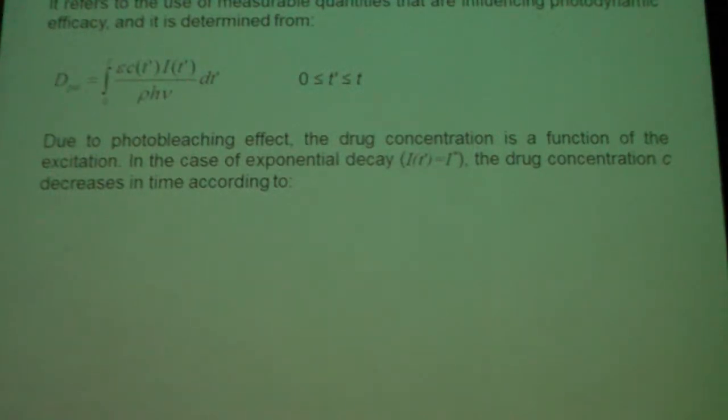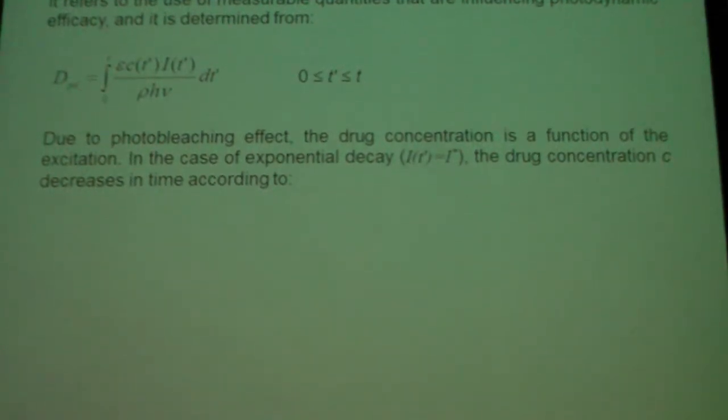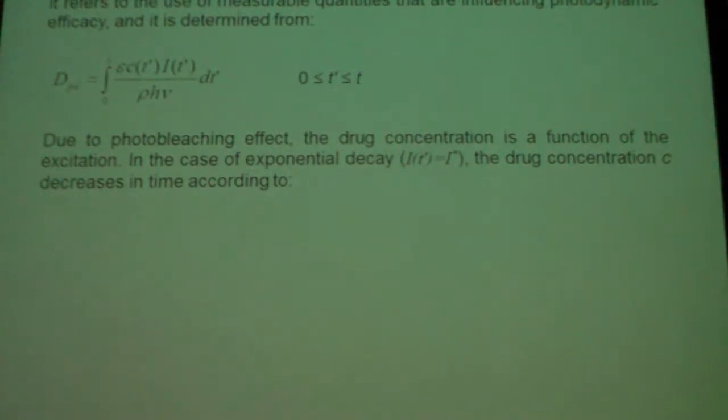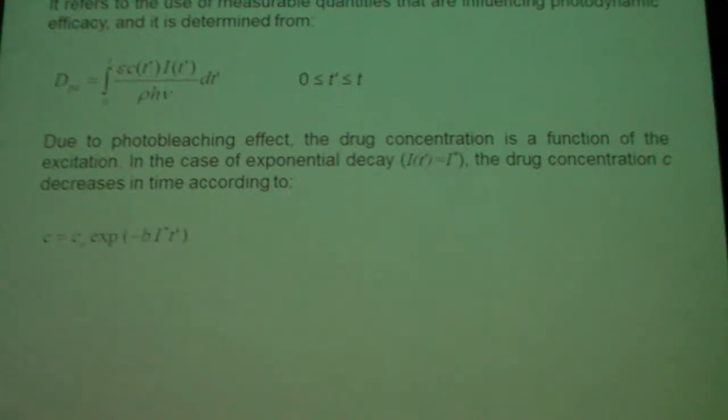Due to the photobleaching effect, the drug concentration is related to the excitation. In many models, photobleaching is formulated as an exponential decay. If we put this equation into this one, we get this formula, which shows that the photodynamic dose is related to the light intensity and exposure time. These two are very important parameters which should be considered during the treatment.